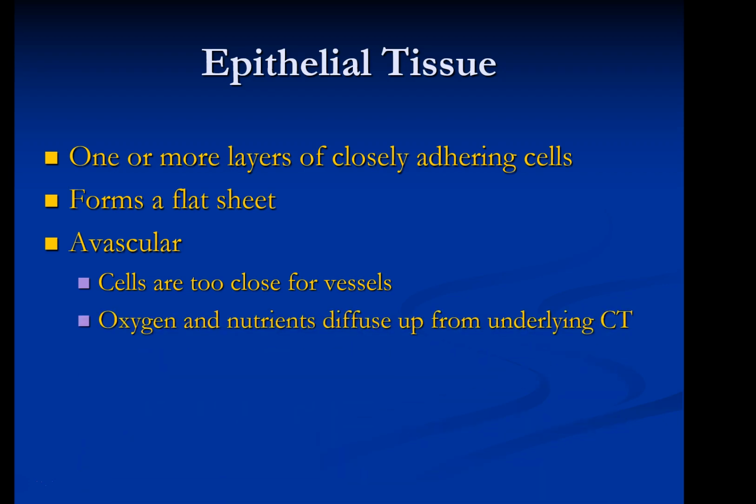So oxygen and nutrients diffuse up from the underlying connective tissue, because we're going to see one of the differences between connective tissue and epithelial tissue is connective tissue has the ability to be very vascular. So it has a good blood supply. So the nutrients come that far, leave the blood, and they diffuse the rest of the way. Okay. So mostly cells, not a whole lot of ground substance, and even fibrous proteins with epithelial tissue.